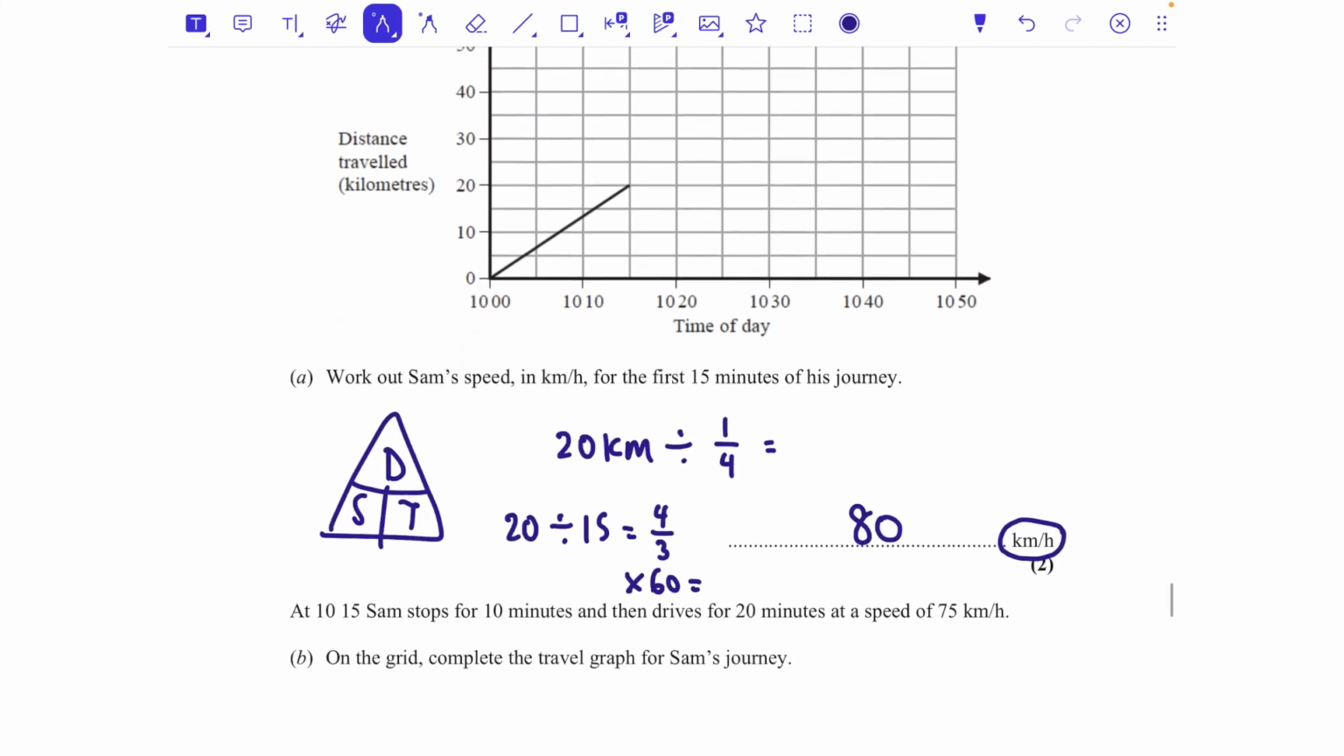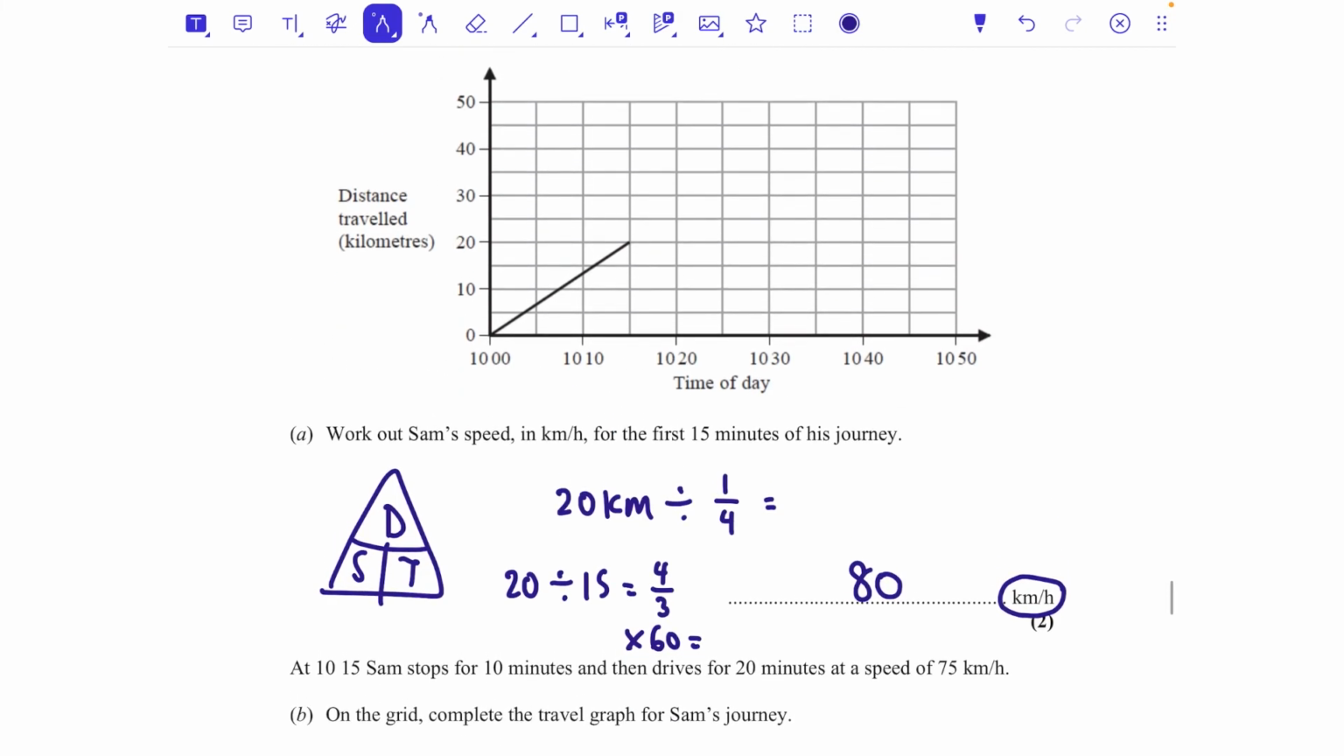At 10:15, Sam stops for 10 minutes and then drives for 20 minutes at a speed of 75 kilometers per hour. On the grid, complete the travel graph. Okay, so if he stops for 10 minutes, he's not going to be getting any further away. So I'm going to get my ruler here and I'm going to do 10 minutes going straight across. Now each box is 5 minutes on this graph. So for 10 minutes, I'm doing 2 squares like that. He's then driving for 20 minutes at a speed of 75 kilometers an hour.